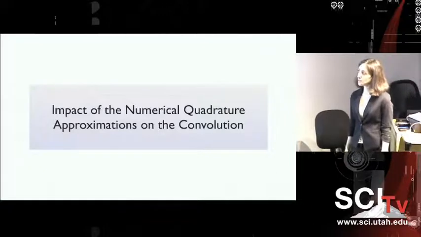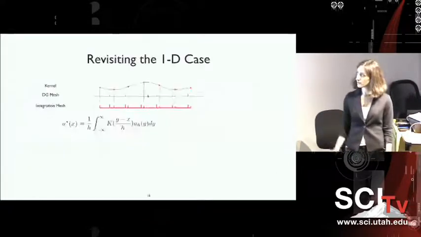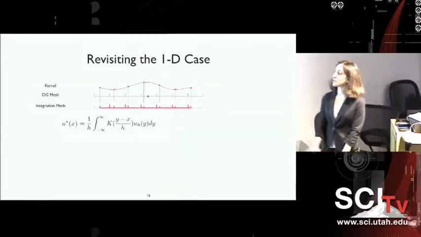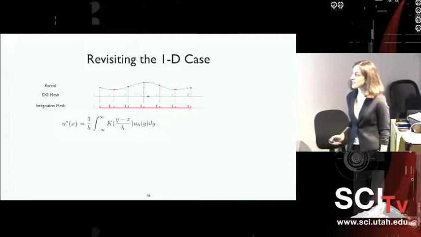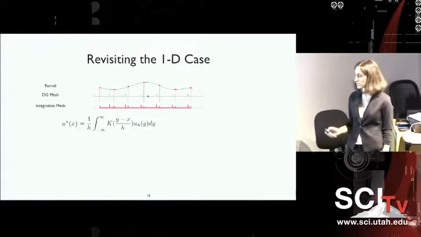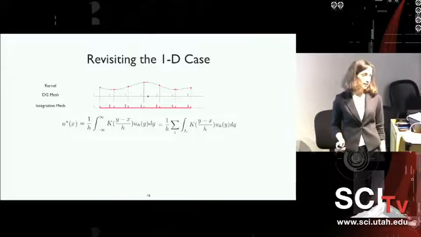First, I'll talk about the impact of the numerical quadrature approximations on the convolution. Here again, I have the postprocessor formula in one dimension, and since K is a linear combination of B-splines, it will have compact support, so I can rewrite this infinite integral as finite local sums over I, where I represents a DG element that is covered by the kernel support.